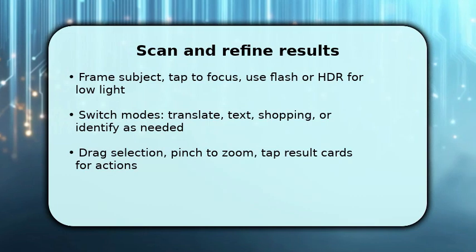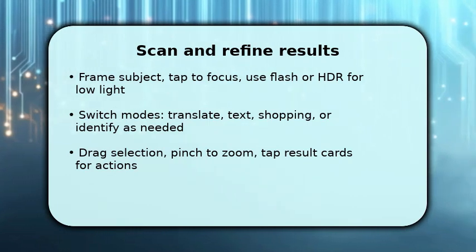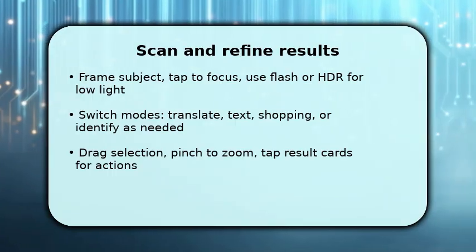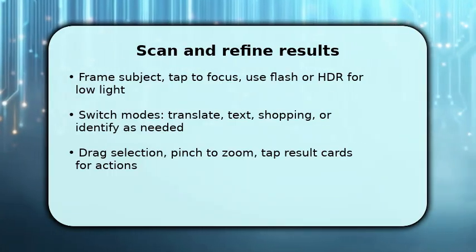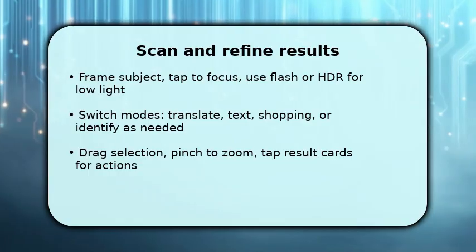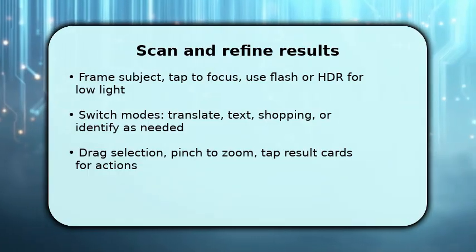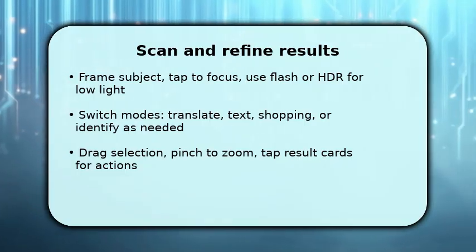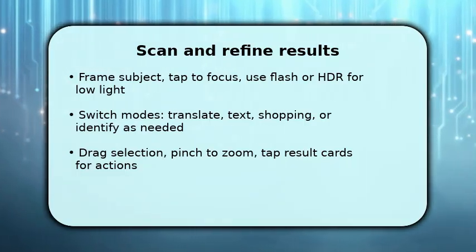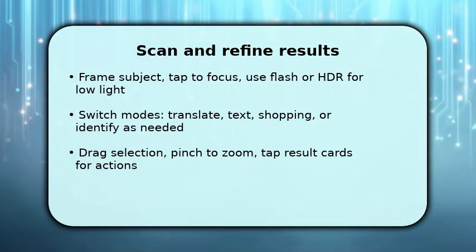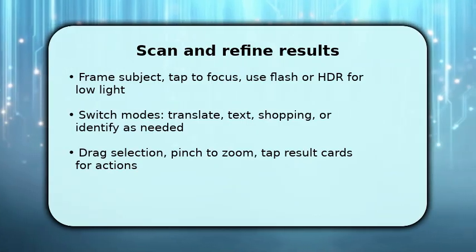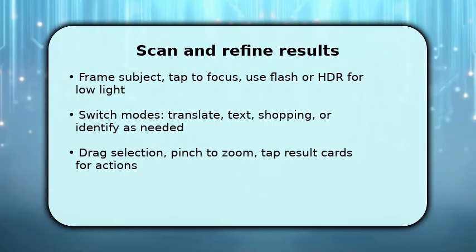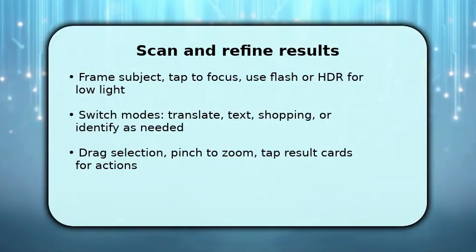Next, you'll scan and refine so Lens returns useful actions. Frame the object, tap to focus, and enable flash or HDR if lighting is poor. That sharpens recognition. Then choose the mode: translate for signs, text for copy, shopping for products, or identify for plants and animals, because each mode uses different models. Drag the selection box or pinch to zoom to crop tightly. Once Lens highlights matches, tap the result cards to copy text, search, translate, or open product links and reviews.